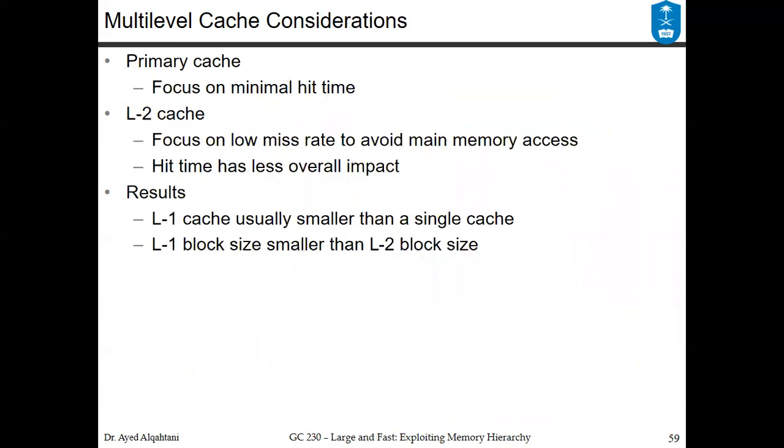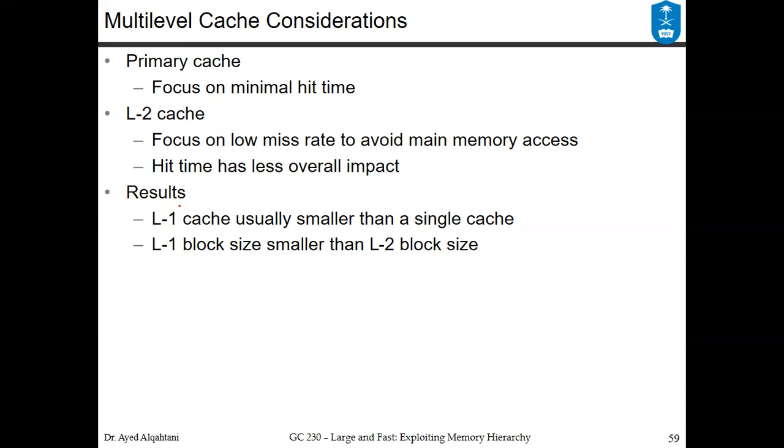So now we have the following multi-level cache considerations. The primary cache focuses on the minimal hit time. Level 2 cache focuses on a low miss rate, or how to reduce the miss rate to avoid the main memory access. The hit time has less overall impact if you use level 2 cache. The result: level 1 cache is usually smaller than a single cache, which means that if you use two levels, level 1 and level 2, this is better for you. Also, level 1 block size is usually smaller than the level 2 block size.